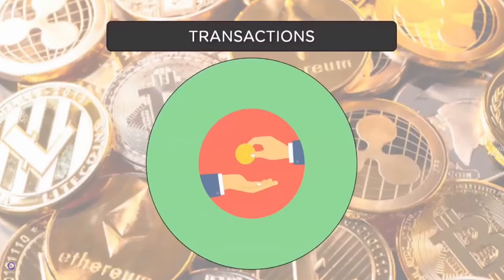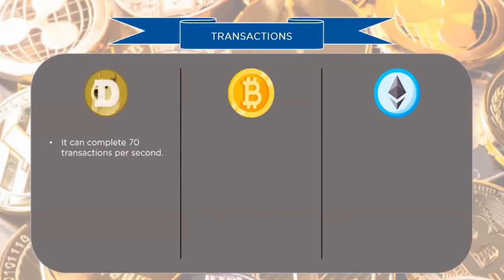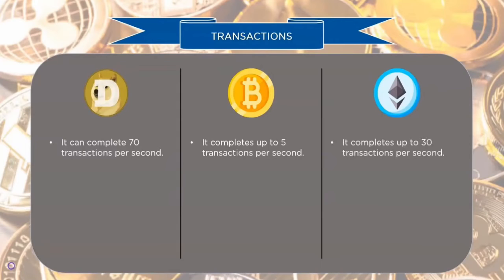Due to this, over time, mining blocks will become more complex. Now, moving on to the following comparison, which is transactions. Dogecoin is the fastest and can complete 70 transactions in 1 second and takes just 2 to 3 minutes to confirm a transaction. Bitcoin can complete up to 5 transactions in 1 second and takes 10 minutes or more to confirm one transaction. And Ethereum can complete 30 transactions per second and it takes just a few minutes to confirm it.